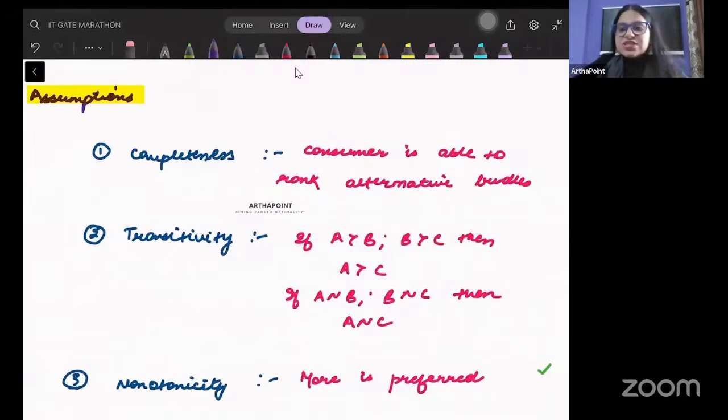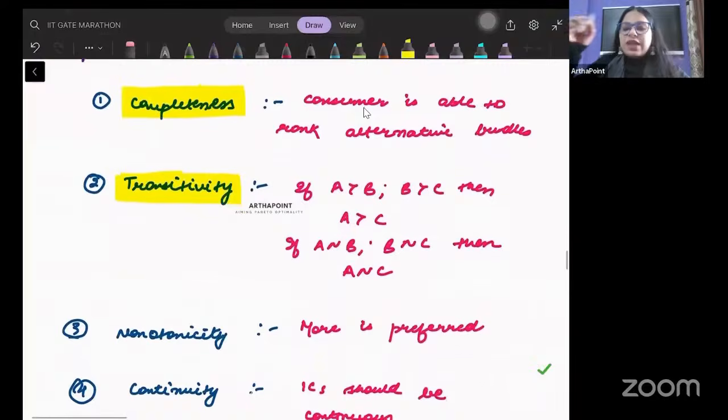So completeness just says that you will be able to rank different bundles. Matlab you should be able to tell whether you prefer A over B or B over A or you are indifferent between A and B. ऐसा नहीं होना चाहिए that you say, I don't know. So completeness says that you must be able to rank different bundles. आप इन bundles को rank कर पाओ. This is important.